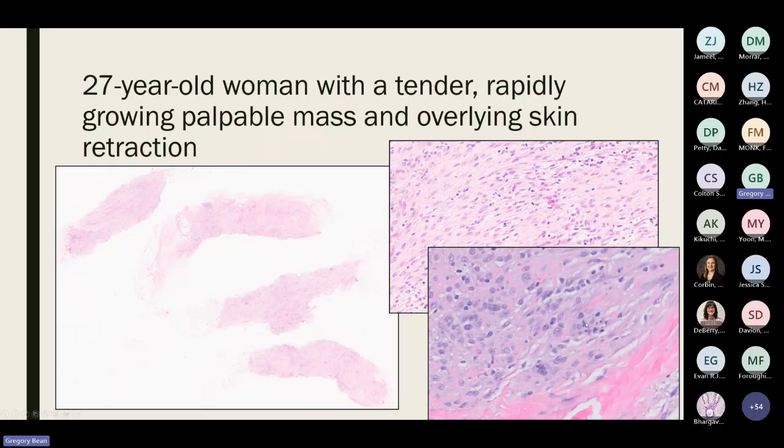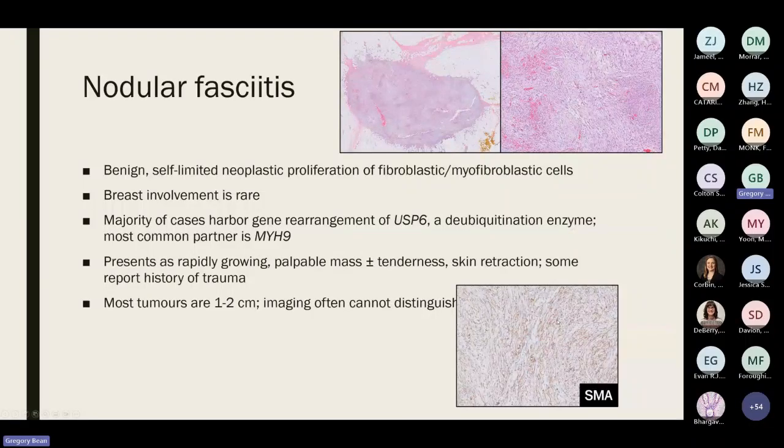Sometimes these cases can have abundant mitotic activity, and it can at first be scary, but this is actually nodular fasciitis, which is pretty rare to diagnose in a breast core biopsy, but can happen, and it's important not to forget about it if you don't see it that often. It's a benign self-limited neoplastic proliferation of fibroblastic and myofibroblastic cells. The majority of cases harbor a gene rearrangement of USP6, which is a deubiquitination enzyme. The most common partner is MYH9.